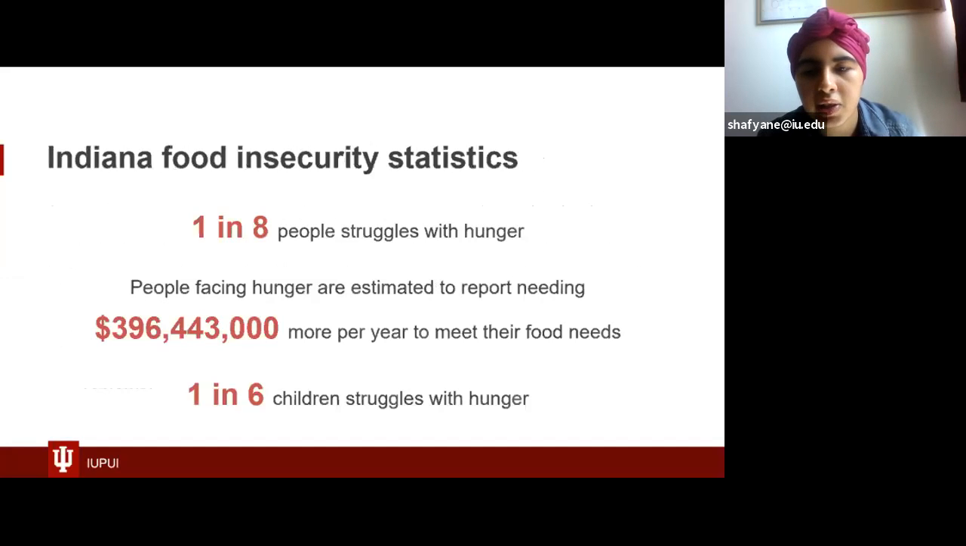Here are some statistics regarding food insecurity in Indiana. 1 in 8 people struggles with hunger. People who are facing hunger are estimated to report needing $396,443,000 more dollars per year in order to meet their food needs, and 1 in 6 children struggles with hunger.